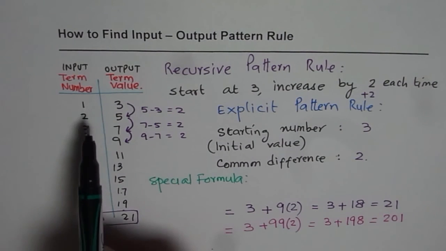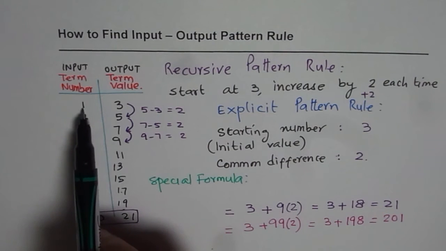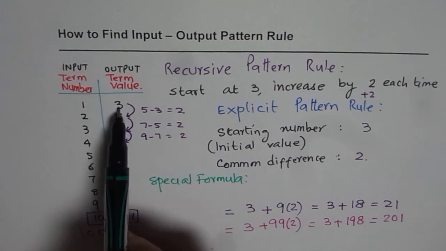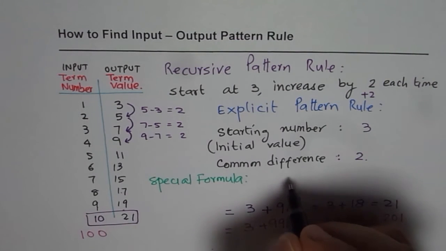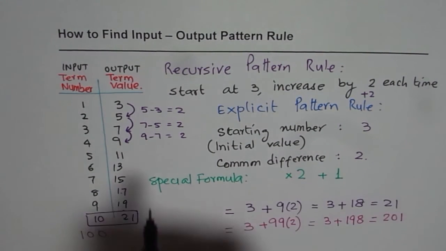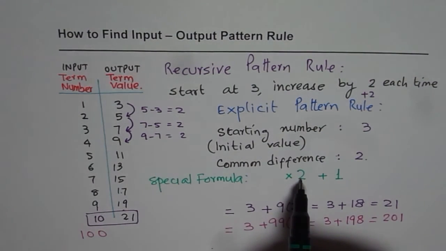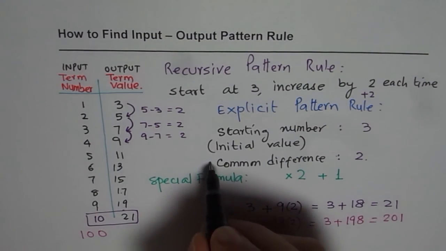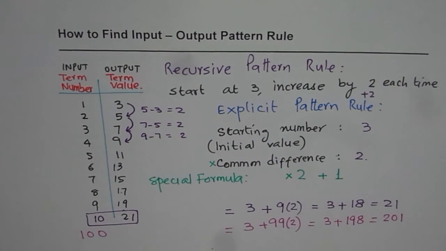Let us see, how do we get 3 from 1? If I multiply 1 by 2, I get 1 times 2 as 2, but I need 3. So how do I get 3? Times 2 plus 1, right? So in our case, it will be times 2 plus 1. Why? Common difference is 2. So it is times the common difference. Plus how much? We need to figure it out.